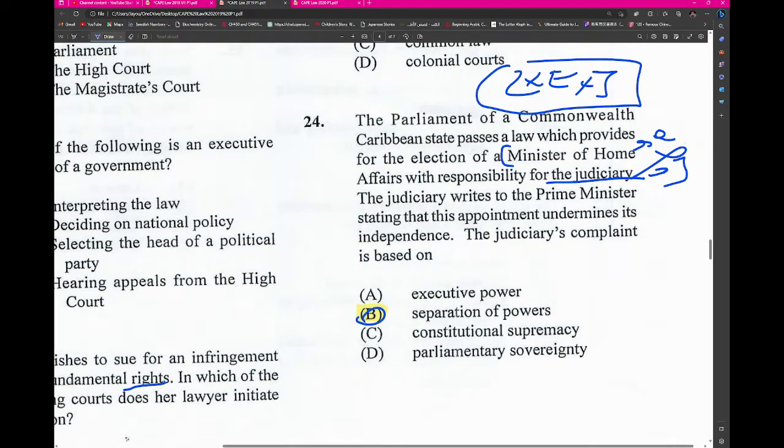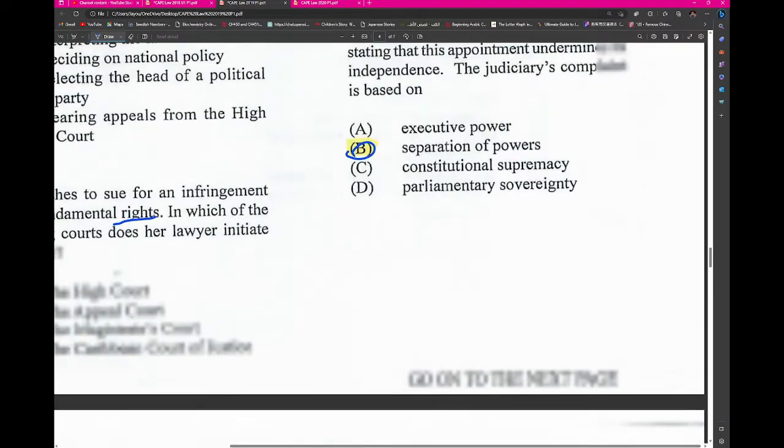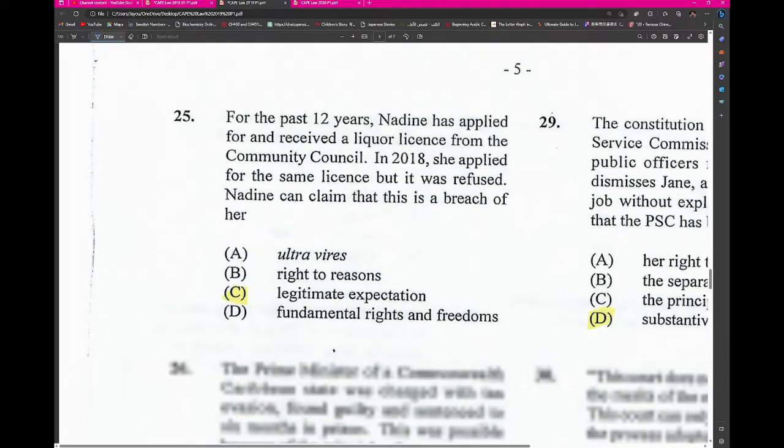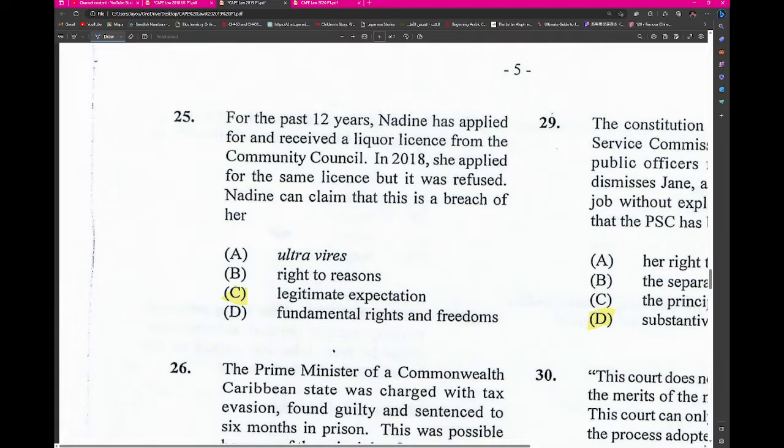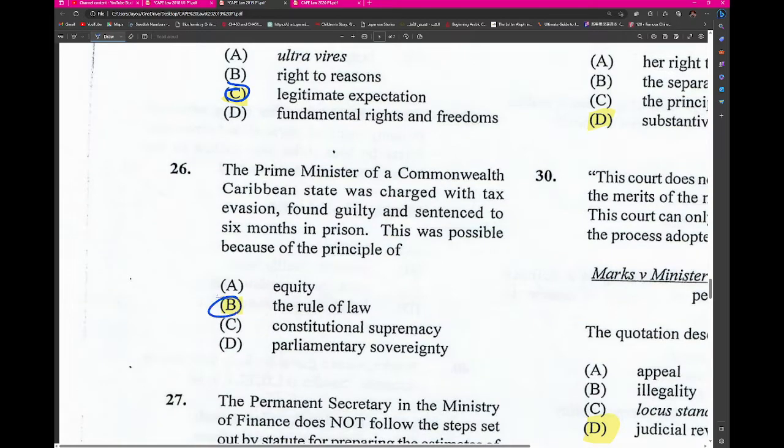Separation of powers, well, they should not infringe upon each other. That's the best thing to say. For the past 12 years, this will be like legitimate expectations. So these have been repeating for a good while.